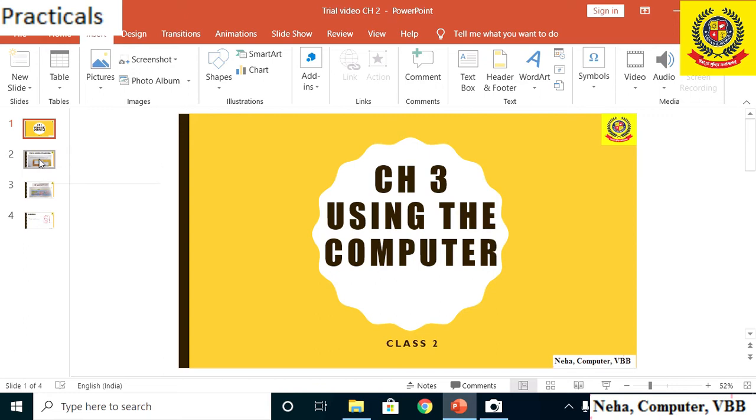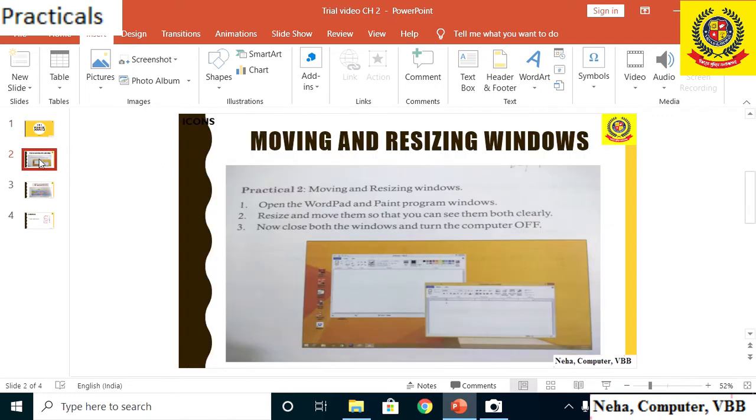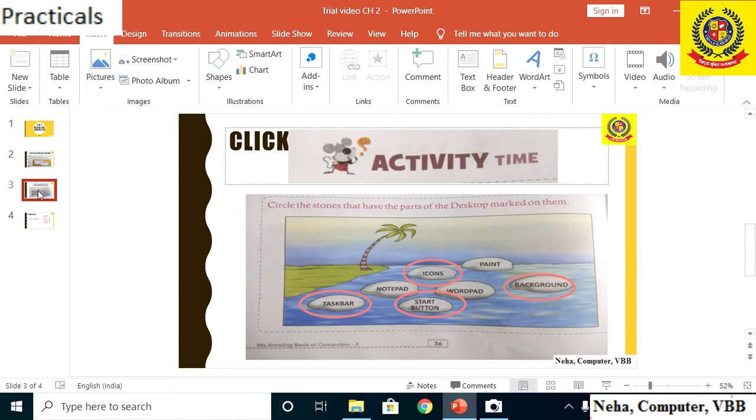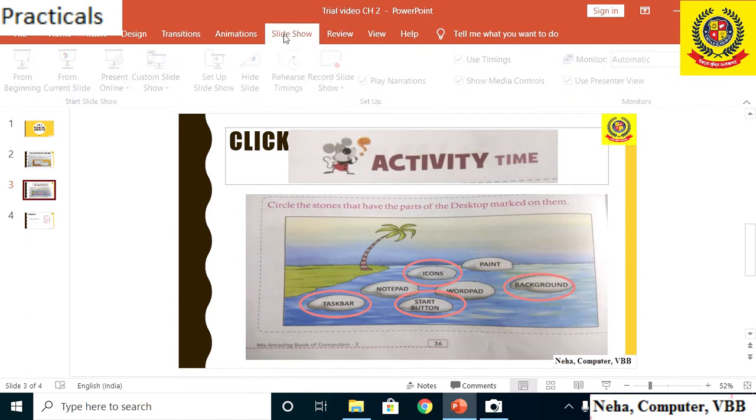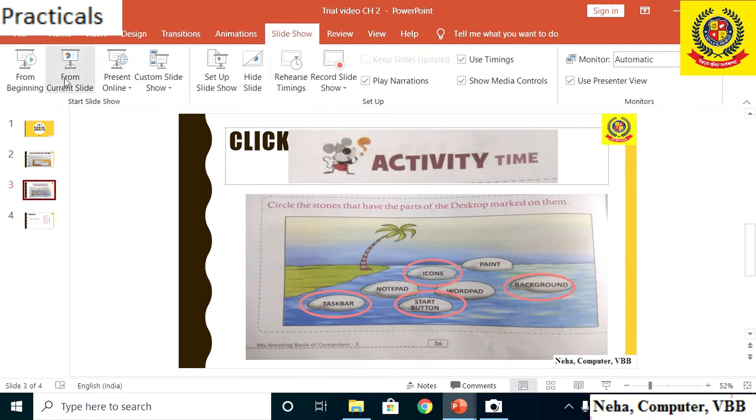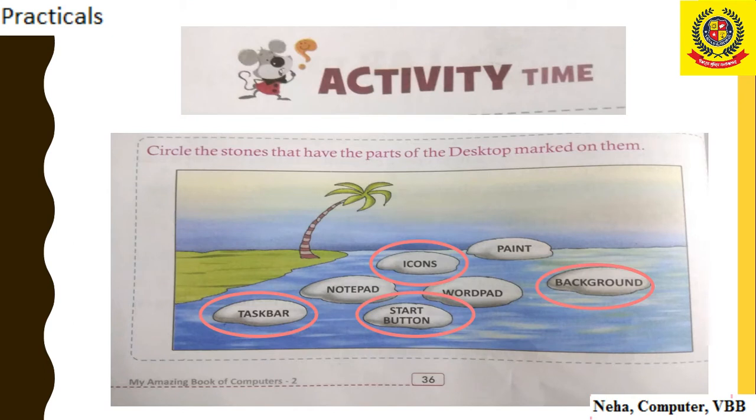So before that, we are going to see how we can do the exercise. We are going to first move and resize the windows, and before seeing the practical, we will do the activity. In this activity, it is quite simple. We have to circle the stones which have the parts of the desktop marked on them.